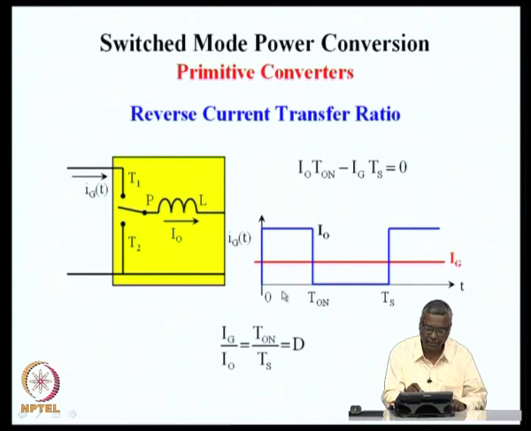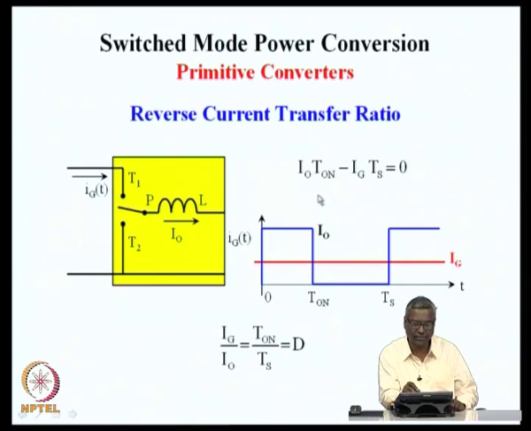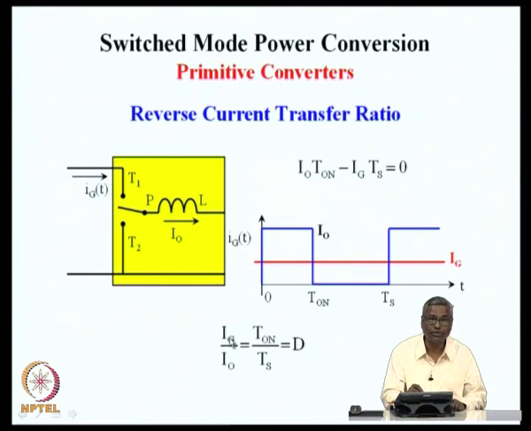This Ig of t, when the switch is on, is the same as I naught, the current is flowing through the switch, and when the switch is off, the inductor current is freewheeling through P to T2, and Ig of t is 0 during this interval. So, if we average this section, I naught into T on is the same as Ig into Ts on averaging, and we get the ratio of Ig divided by I naught is T on by Ts, which is also the same as the duty ratio.